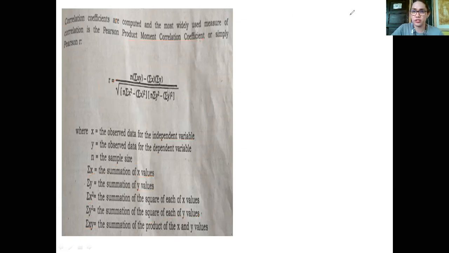And for your summation of y squared, that gives you the summation of the square of each y value. And of course, summation of xy is the sum or total of the product of both your x and y. So I hope you can follow the descriptions that we have so that you'll be able to know how to use the formula in solving for the correlation.